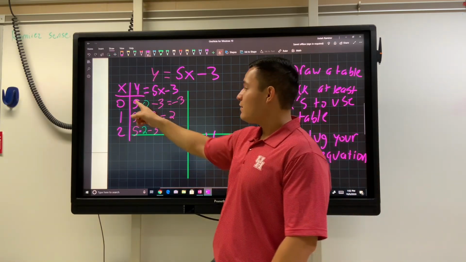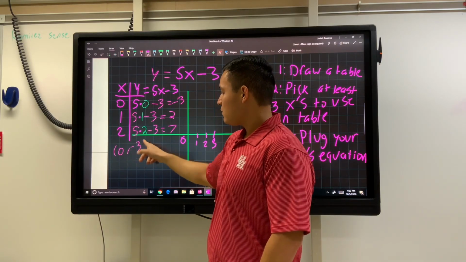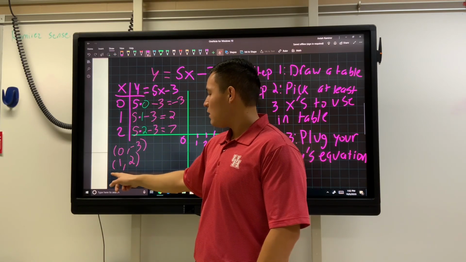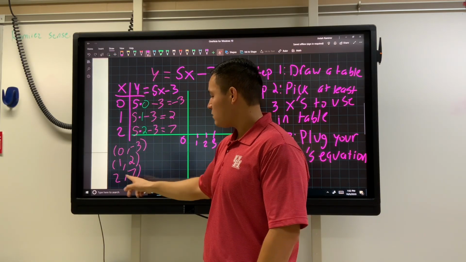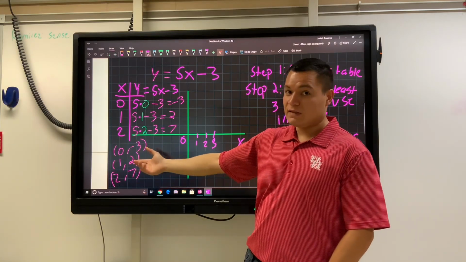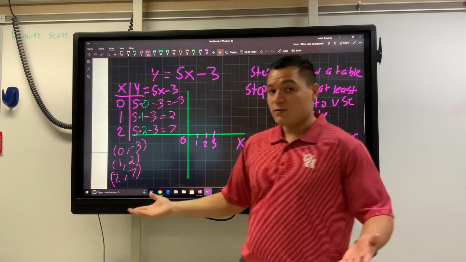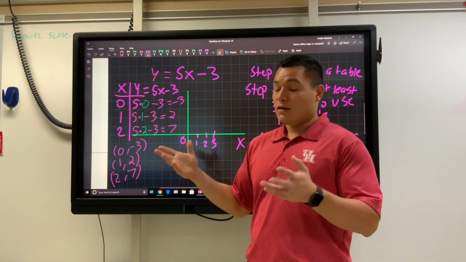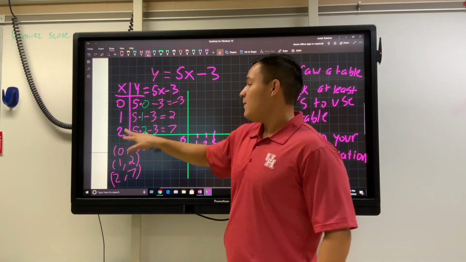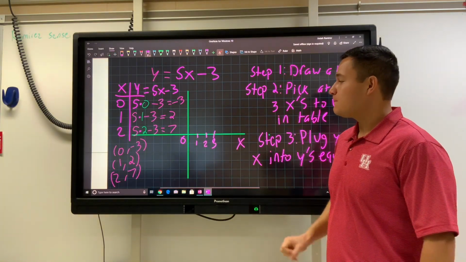We now have 3 points. Our points are (0, -3), (1, 2), and (2, 7). It's important whenever you're writing a coordinate that you use parentheses around your ordered pair. If you don't put parentheses around your ordered pair, it's not an ordered pair. It's just a number that you wrote down with a comma in between. When you put these parentheses, that means this is a location that can be put on a graph.